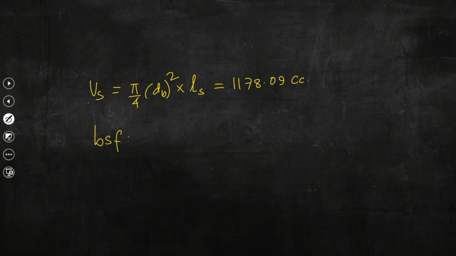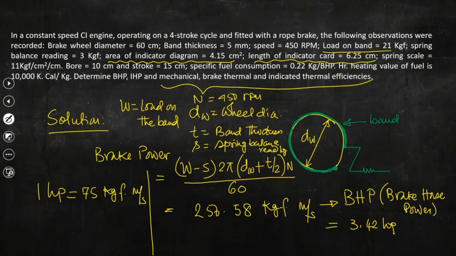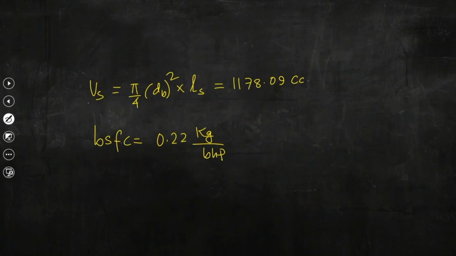BSFC, brake specific fuel consumption, is already given as 0.22 kg per bhp hour. Though it is called specific fuel consumption, from the unit itself you can understand that it is brake, because it is brake horsepower.